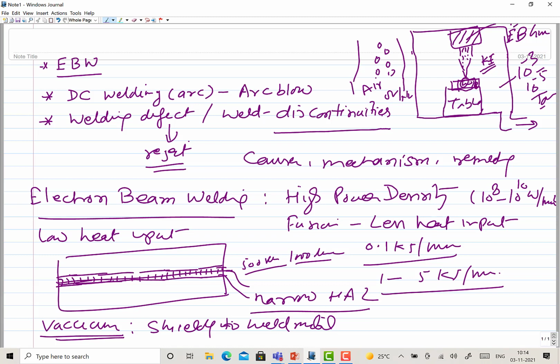This is why we have to carry out electron beam welding or electron beam machining in vacuum only, so that there is no loss of the energy of the electrons when they are directed towards the surface of the workpiece, either for machining or for welding purposes.